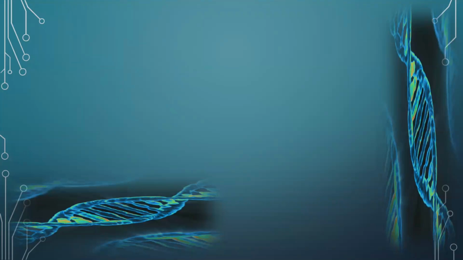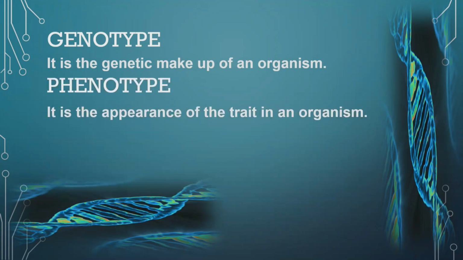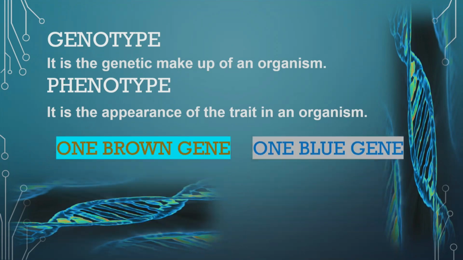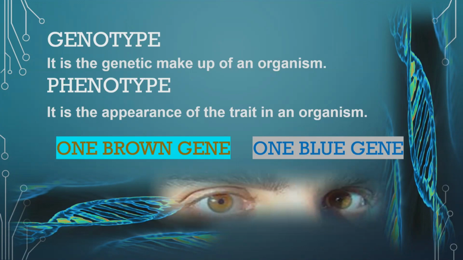An organism's genes found in its DNA make up its genotype. It is the genetic makeup of an organism. The phenotype is the appearance of the trait in an organism. For example, you might have two genes for eye color, one brown gene and one blue gene. If so, you might have brown eye color. Your genotype is one brown gene and one blue gene, but your phenotype is brown eye color.